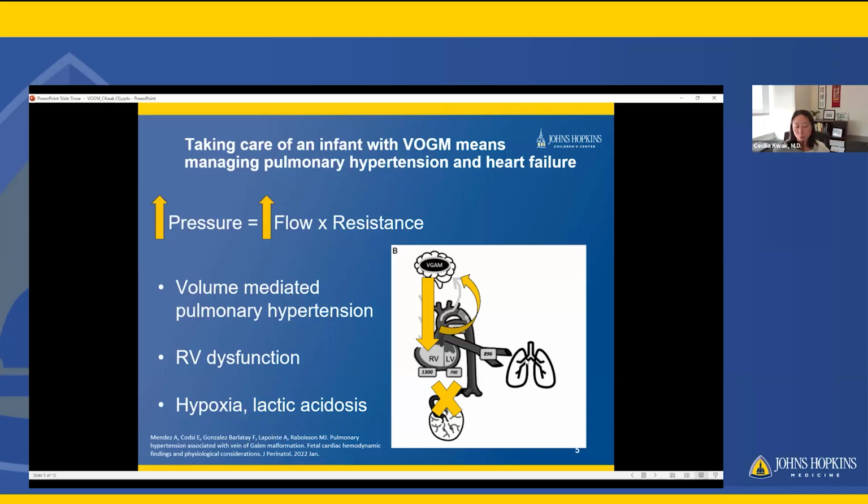The reason that this is so different from what we're accustomed to seeing in the NICU is that it's more typical for us to see babies who just have a delay in transition from the decrease in that pulmonary vascular resistance that they see in utero. And so thinking about this as pulmonary hypertension that is mediated by volume really dictates how we manage babies after they're born.